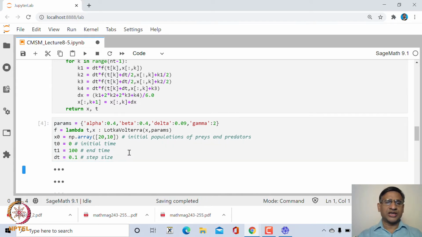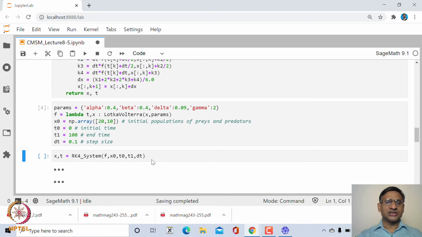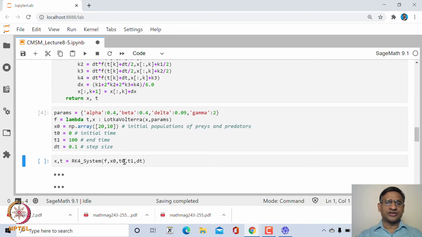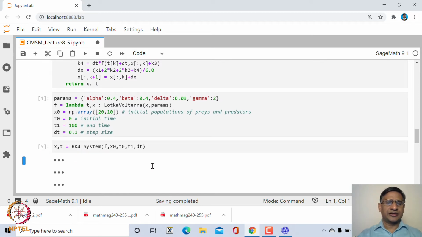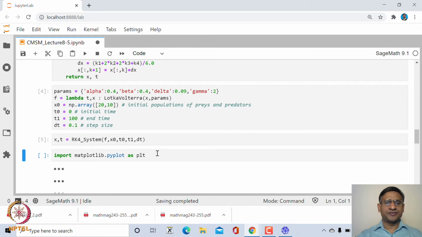So, let us run this, and now let us call this RK4 underscore system which we have created. Since it will give you two outputs, one is x, which is x1, x2, up to xn at time t, and also the time with the step length delta t, right. Let us run this, and once we have run it, let us try to visualize the growth of each of these species, namely the prey and predator. In this case we are considering rabbits and foxes.